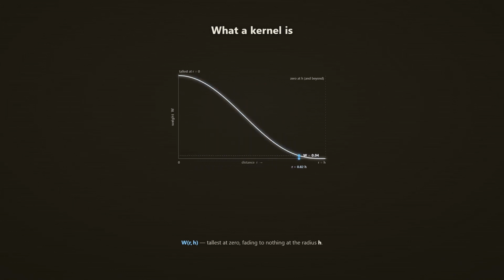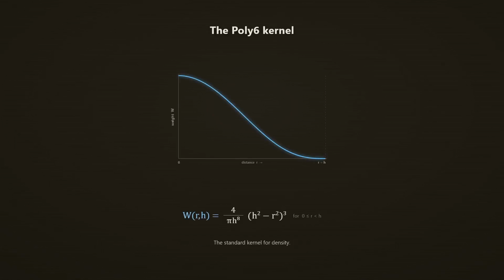And this is the one we are building today. It is called Poly 6. Poly because it's a polynomial, and 6 because of the power that appears when you expand it. It's the standard kernel for density, and you can see why from the curve. Smooth, rounded at the top, going gently down to 0 at H, and it's the distance weighting we just described, written as a real formula.